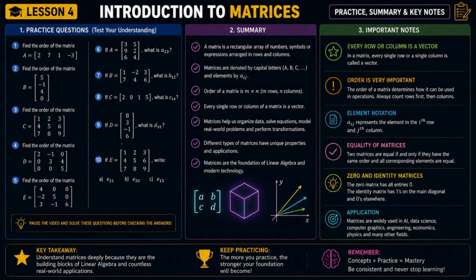Summary. Let's quickly review what we've learned today. A matrix is a rectangular arrangement of numbers organized into rows and columns. We learned about the most common matrix types, including row, column, rectangular, square, upper triangular, lower triangular, diagonal, scalar, null, and identity matrices. We also learned how to determine the order of a matrix, identify its elements, and understand why matrices are important in mathematics and real-world applications. With this foundation, you're ready to study matrix operations in the next lesson.